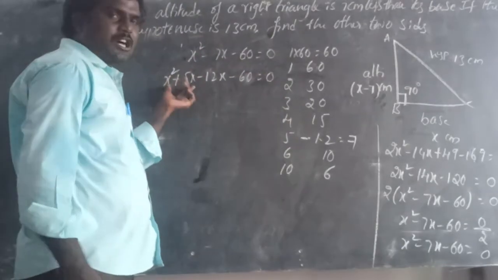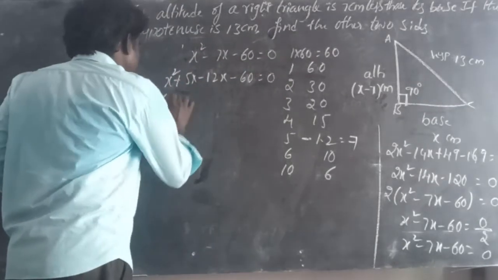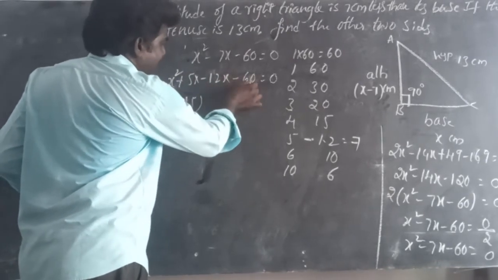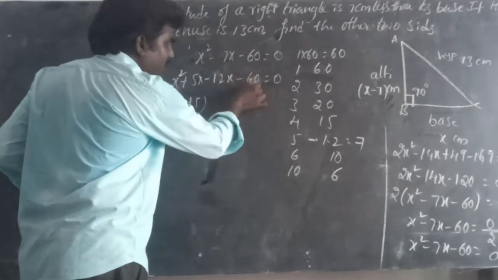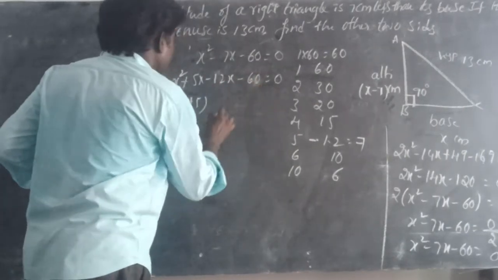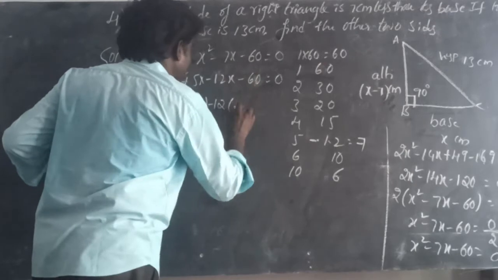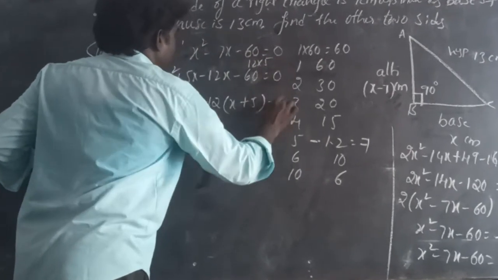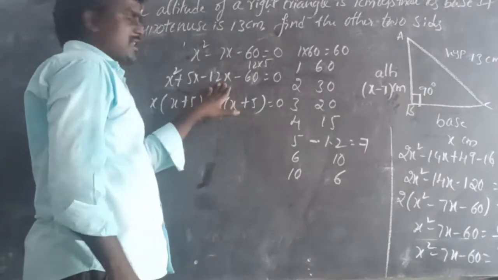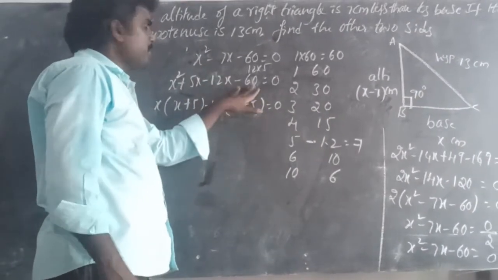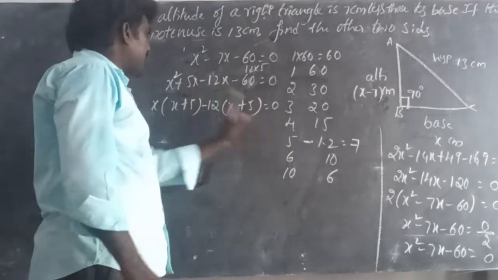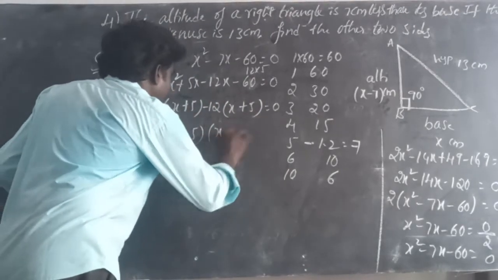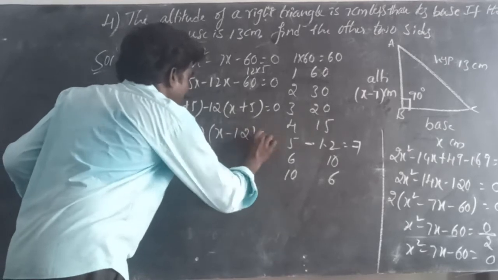So in these two, what are the common? X. So x of x plus 5. Minus 12x, minus 12 into x, 60, 12 5 ja. So in these two, what are the common? Minus 12. Okay, so minus 12 is taking outside. What are the remaining? X plus 5. Okay, so minus 12 into x, minus 12x. Minus 12 into plus 5, minus 60. So in this total, what are the common? X plus 5. So x plus 5 is taking outside. What are the remaining? X minus 12 is equal to 0.